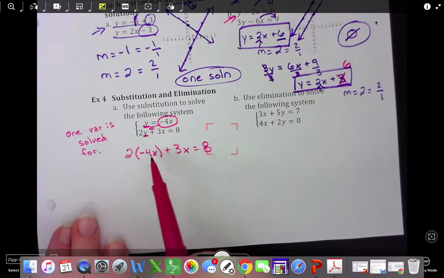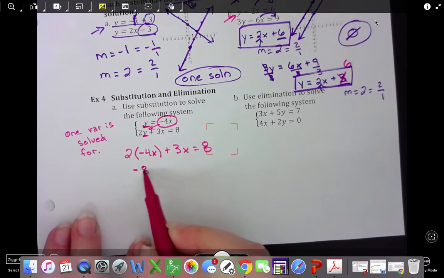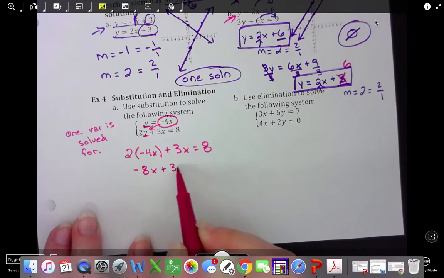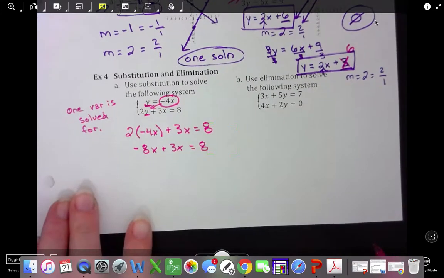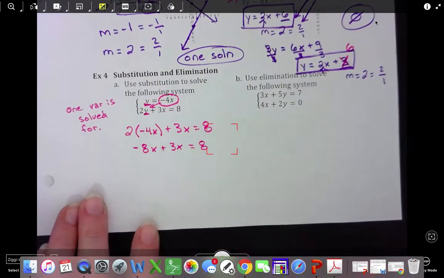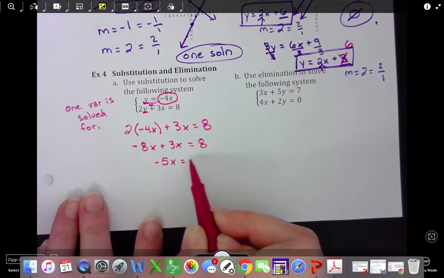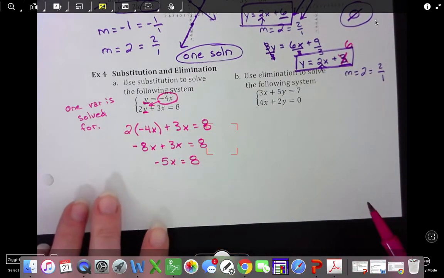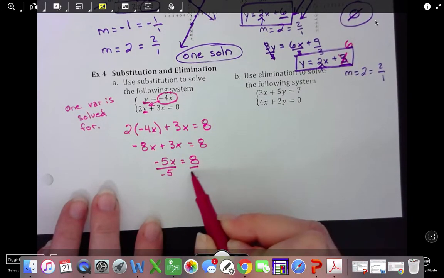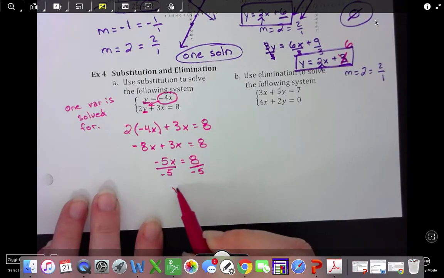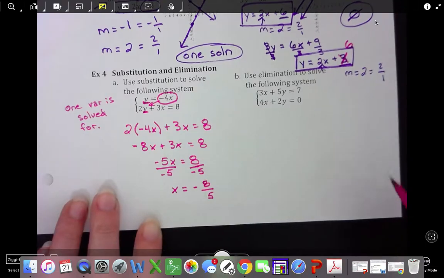So 2 times negative 4x, that's the operation I'm going to do first. That gives me negative 8x plus 3x equals 8. I can put the negative 8x and the 3x together, making negative 5x equals 8. Yuck, this is going to be ugly. If I get the x by itself by dividing by negative 5, I get x is equal to negative 8 over 5, which is kind of ugly.